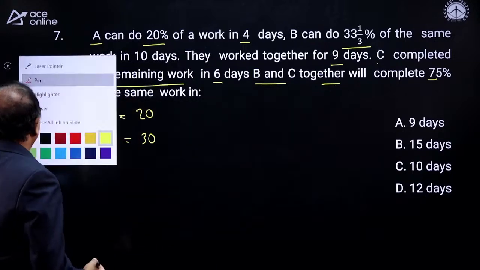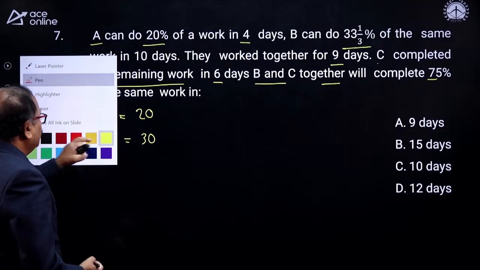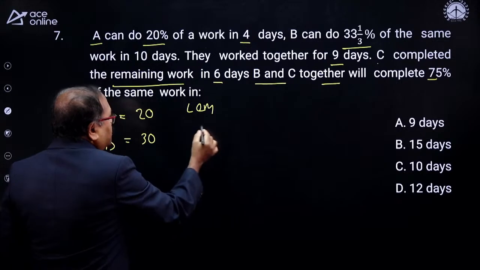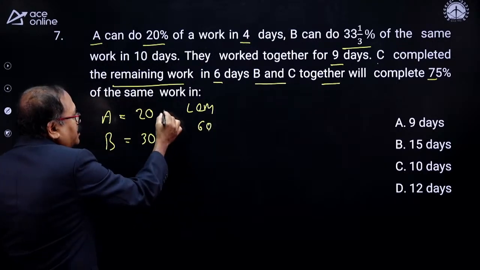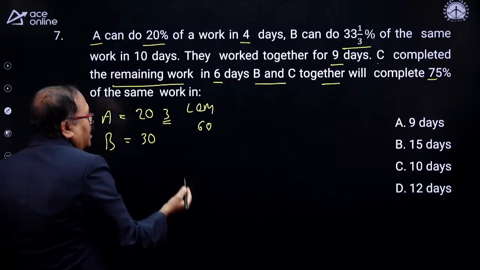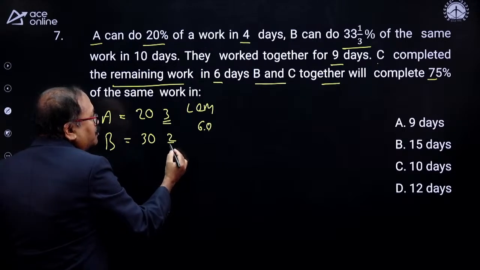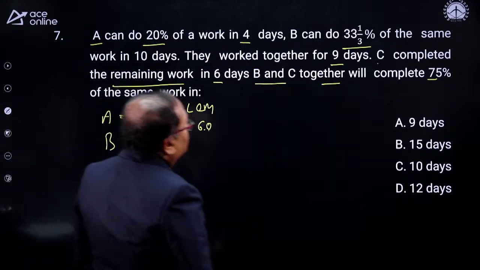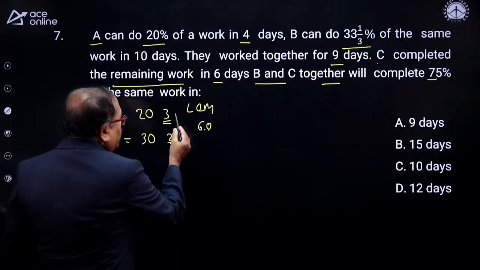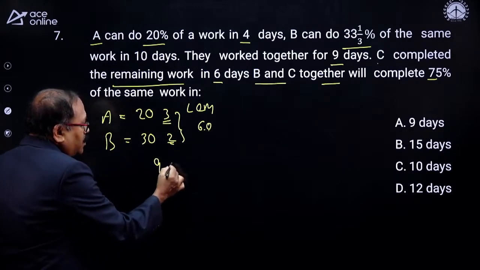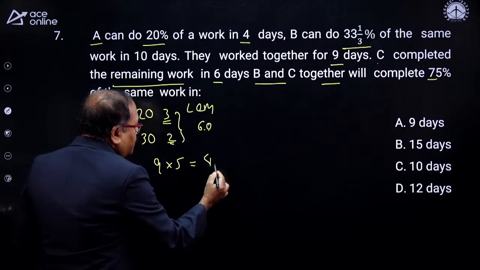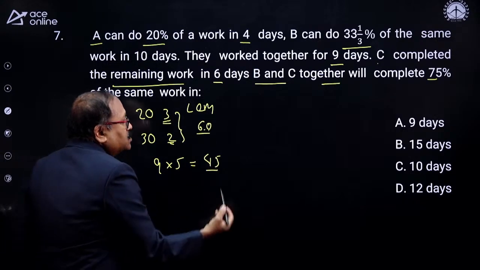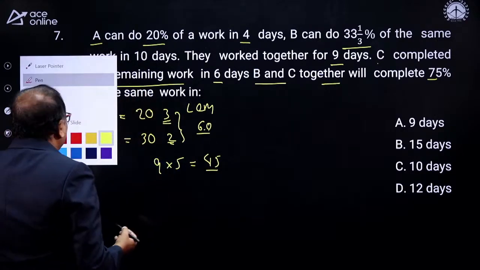Okay. Now, what is the total volume of work? The volume of work is the LCM of these two. And what is that LCM? The LCM is 60. So, 60 divided by 20 is 3 units per day. And 60 divided by 30 is 2 units per day. And they together worked for 9 days. So, per day 5 units. In 9 days, 9 into 5, which is 45 units are over. What is the remaining units? That is 60 minus 45. The 15 units are the remaining units.